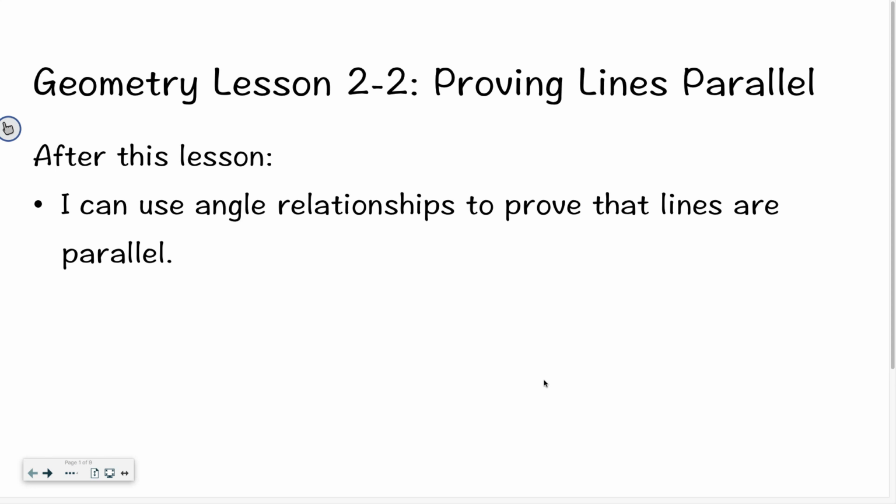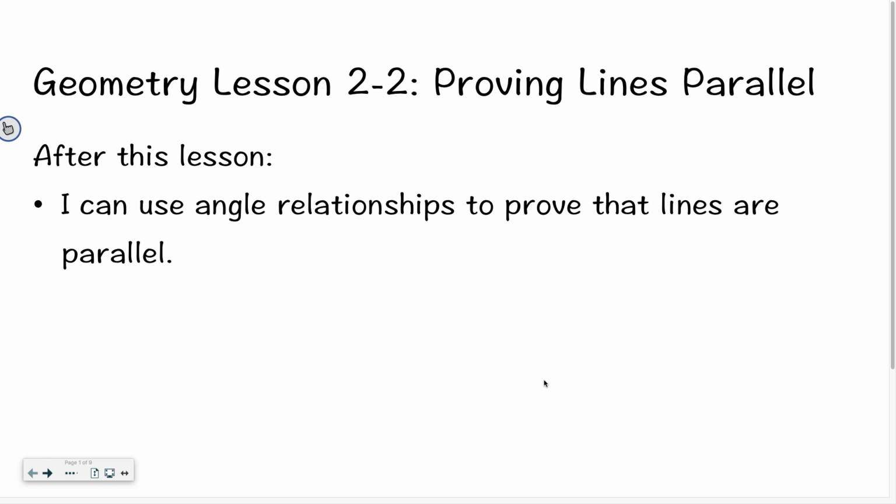Hello class, welcome to Geometry Lesson 2.2, which is all about proving lines parallel. After this lesson, you should be able to use angle relationships to prove that lines are parallel. Today's lesson is going to tie in really closely with what we talked about in yesterday's lesson, Lesson 2.1, which was all about our angle relationships.